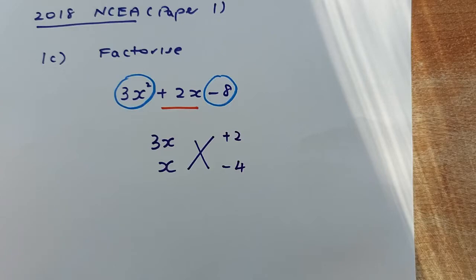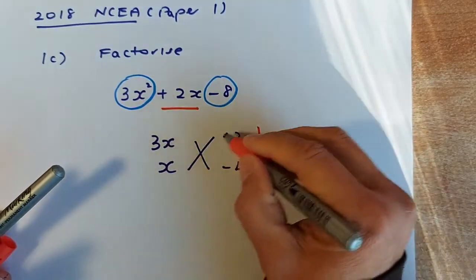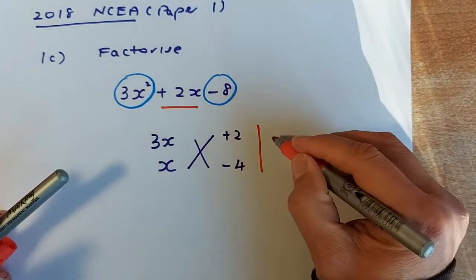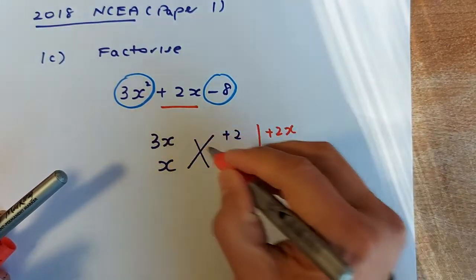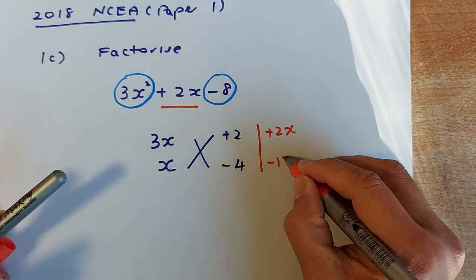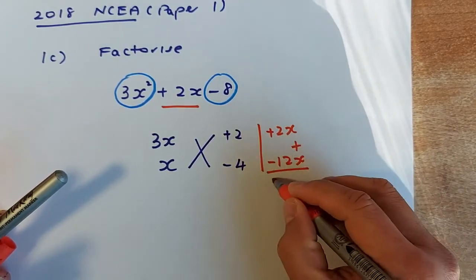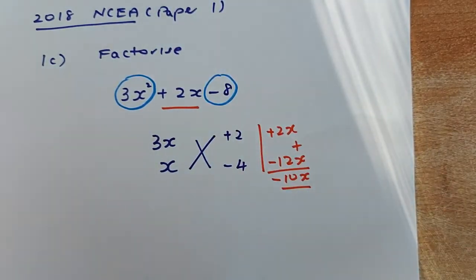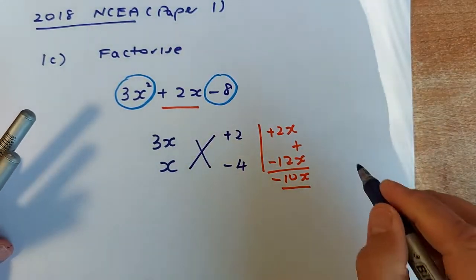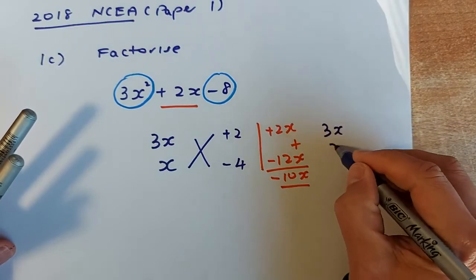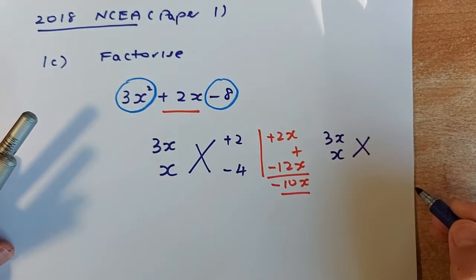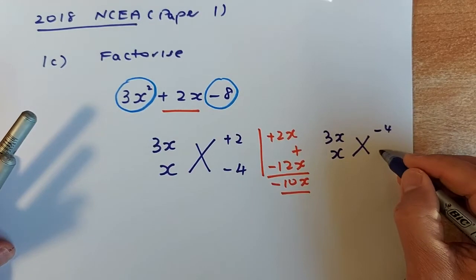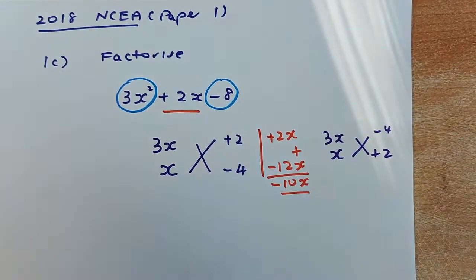So if we have 4 and minus 2, if we try it out, x times 2 is 2x, and then 3x times minus 4 is minus 12x. You add them up, it is minus 10x. They're not the same, so we have to try again. The next possibility, we're going to try 3x and x, and then we are going to put negative 4 and positive 2. When you multiply them, so we're going to try again.